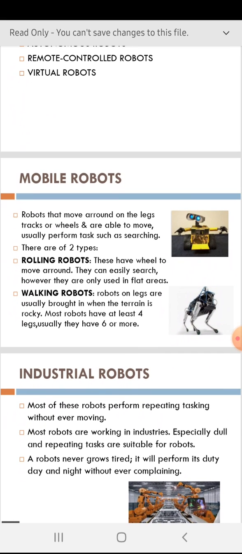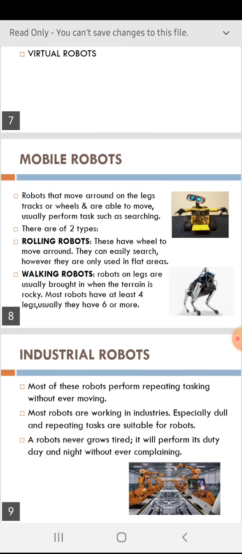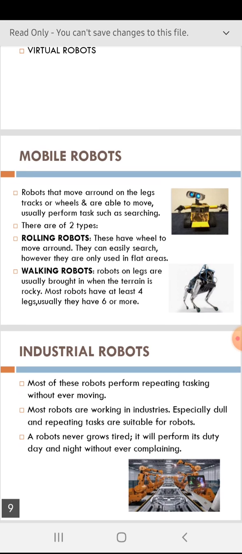What are industrial robots? Most of these robots perform repeating tasks without ever moving. Most of the robots working in industry, especially on dull and repeating tasks, are suitable for robots. The robot never grows tired. It will perform its duty day and night without ever complaining.